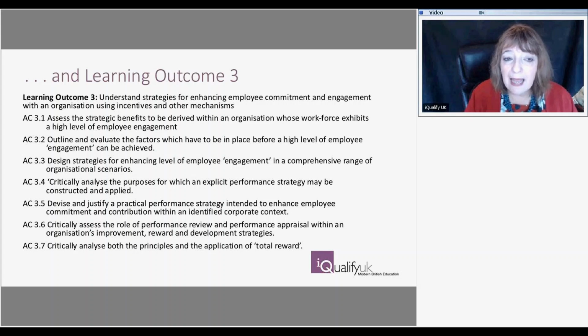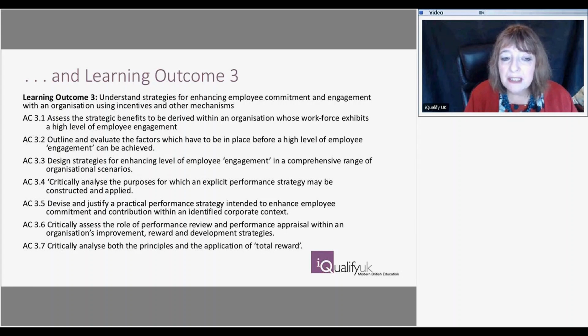3.4, critically analyse the purposes for which an explicit performance strategy may be constructed and applied. And 3.5, devise and justify a practical performance strategy intended to enhance employee commitment and contribution within an identified corporate context. So the corporate context is the business that you've actually chosen to use for your case study.